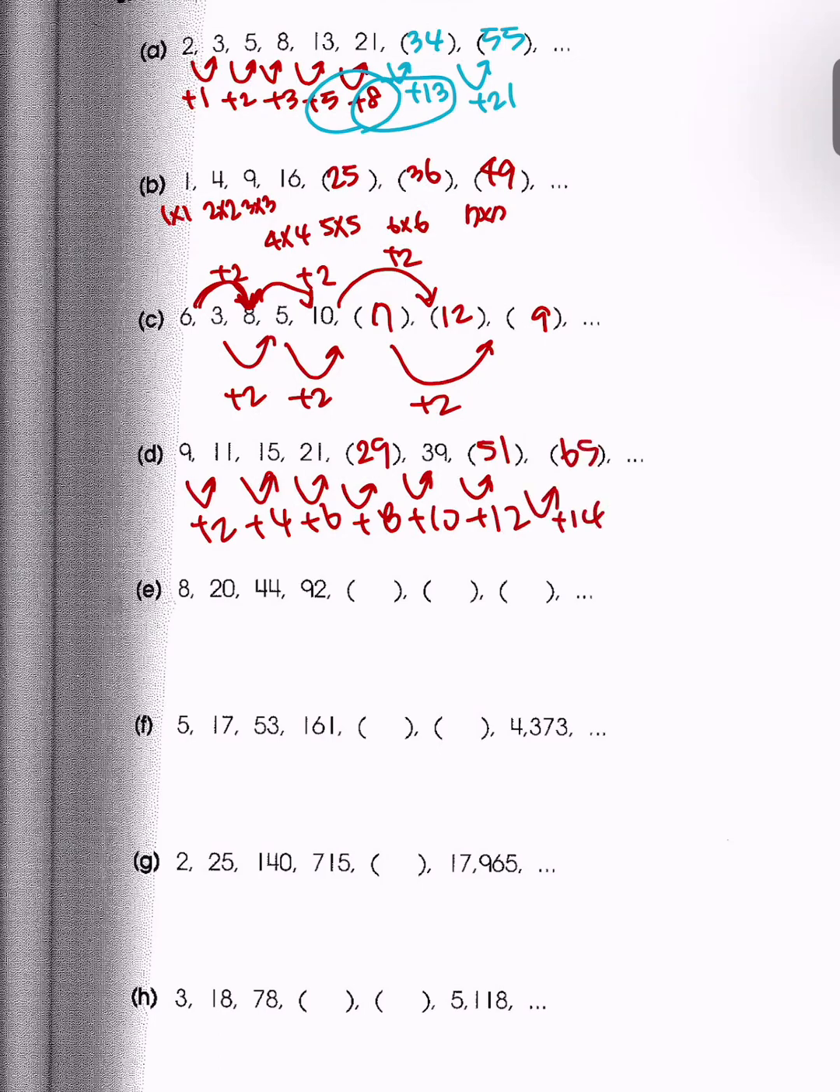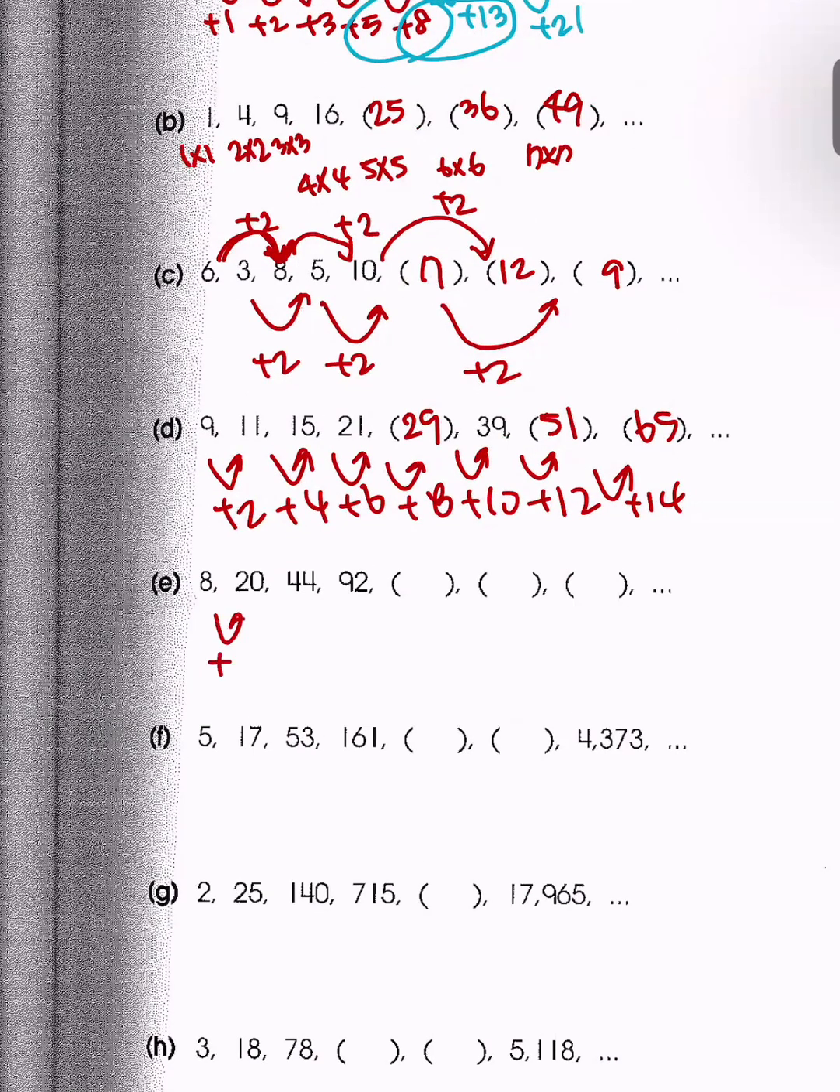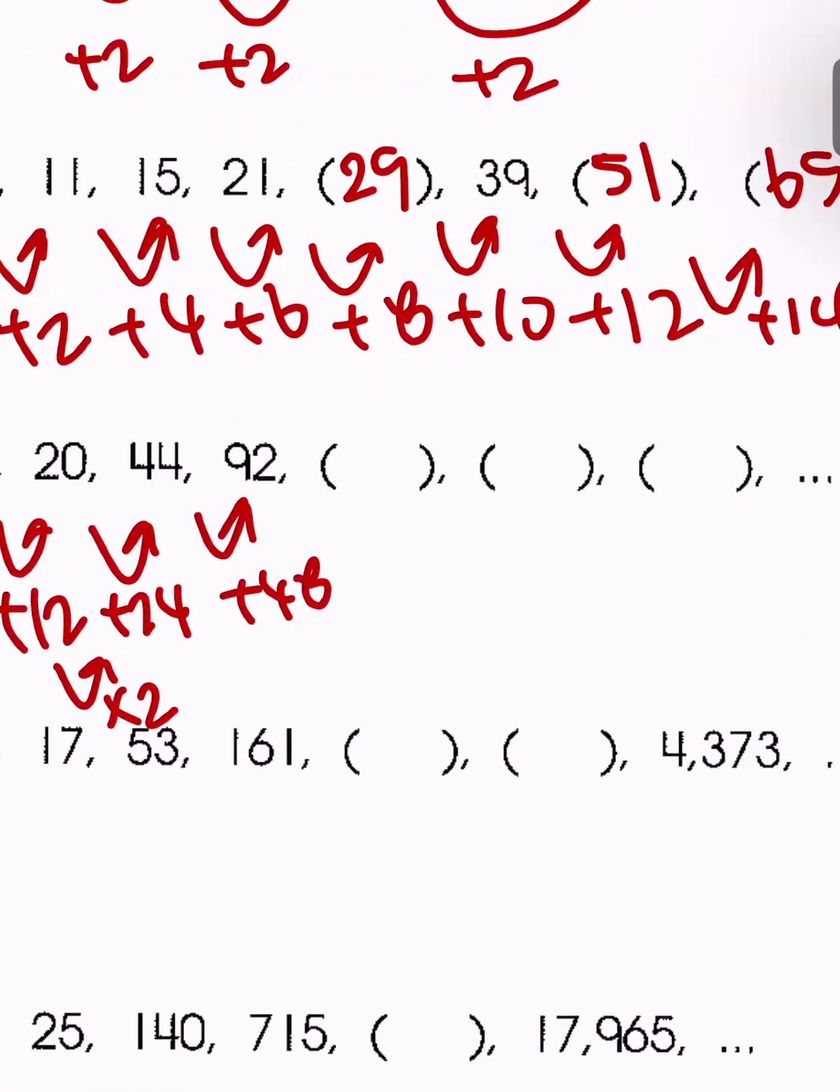Now for sequence E, we're adding 12. Then we're adding 24. Then we're adding 48. So the number that we add by increases by a factor of 2. So the next number that we're going to add then is going to be 48 times 2, which is going to be an addition of 96. So 96 plus 92 is going to give us 188.